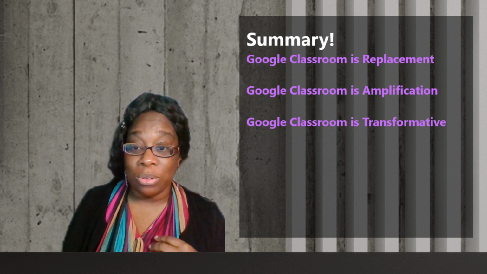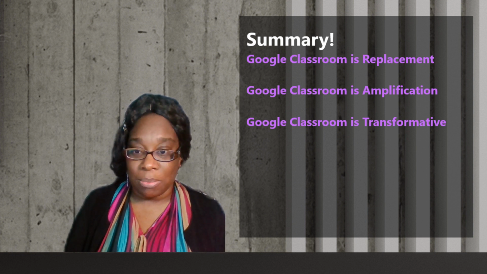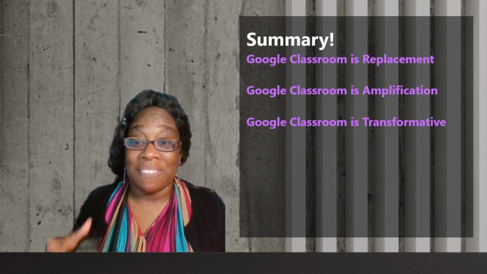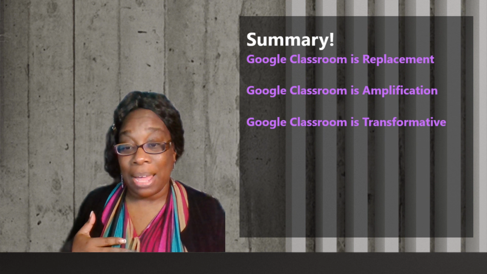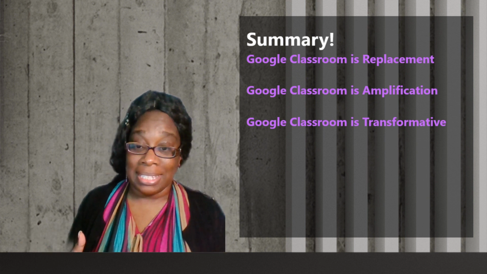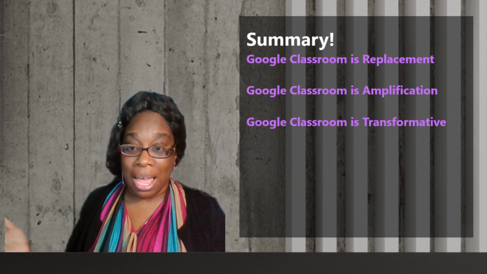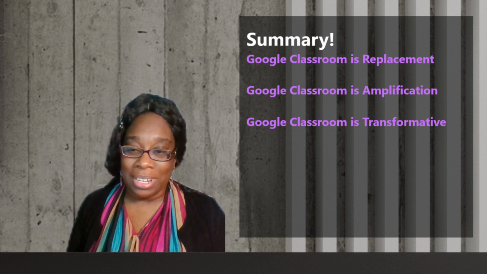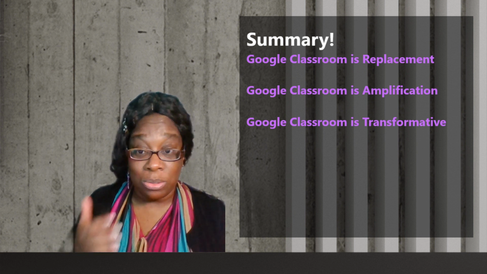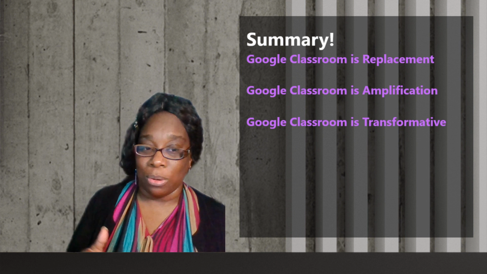But we also know that it can be amplification in the classroom as well, because it makes things faster. We're able to get things out to students very quickly. For instance, if we want to give an instant assignment, we don't have to run down the hall to the copy machine and make those copies. We just put it in Google Classroom and assign it to all of our students, or just the students that we want to assign it to, and they'll be the only ones who see it.